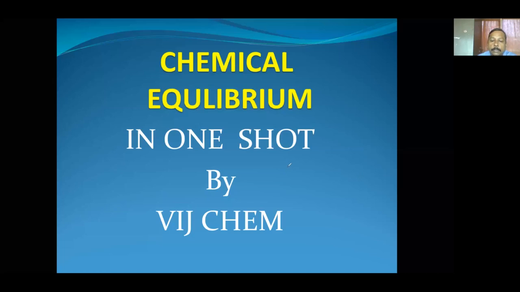Maintaining proper notes is a must, because your revision and your selection will completely depend on how you maintain the notes. Okay, so let's start one by one. And the first topic is equilibrium.